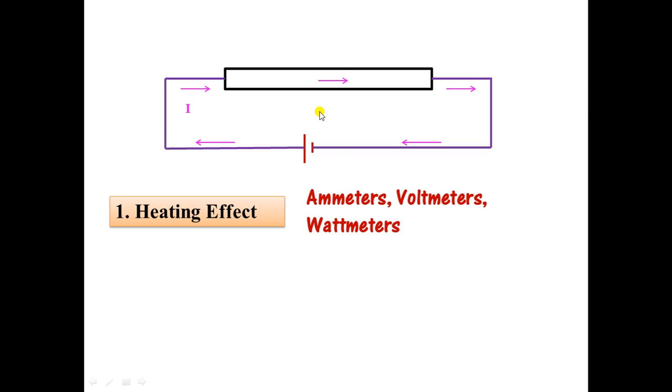Now this you can also understand by the example of your mobile phone. Suppose you are playing a game on your mobile phone for a very long period of time, after some time it gets heated up. So that is called the heating effect. Let us see the second effect. This is the magnetic effect.